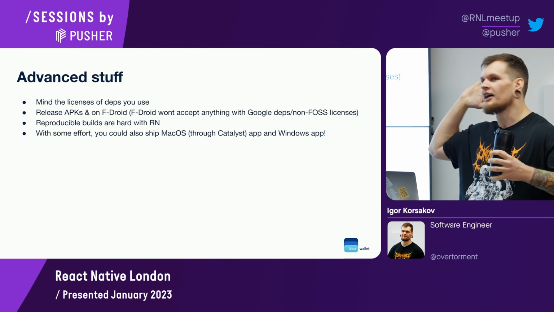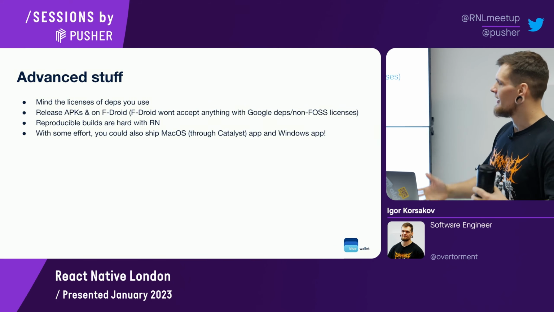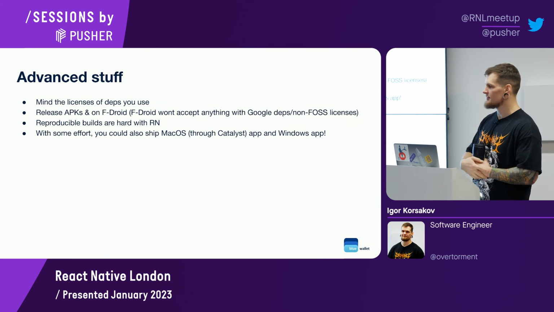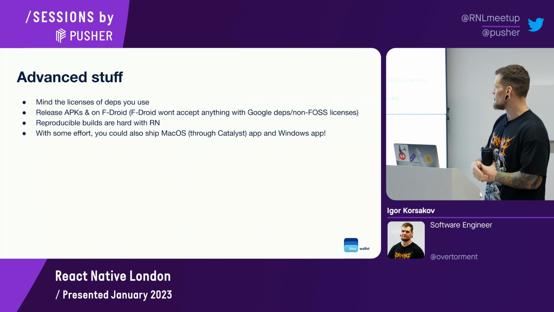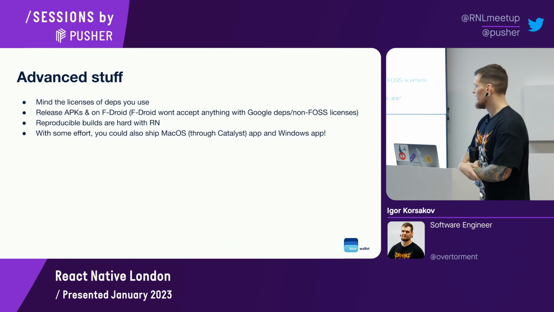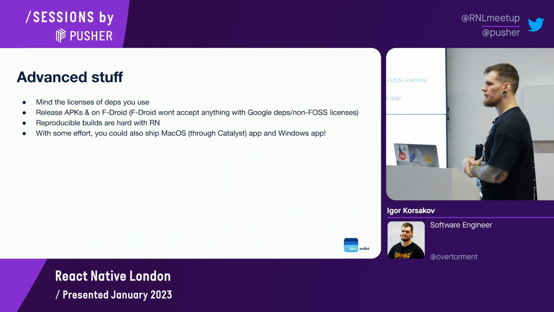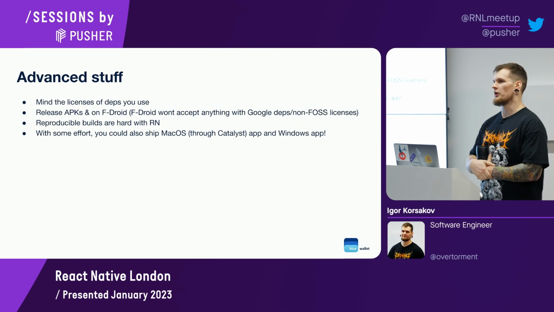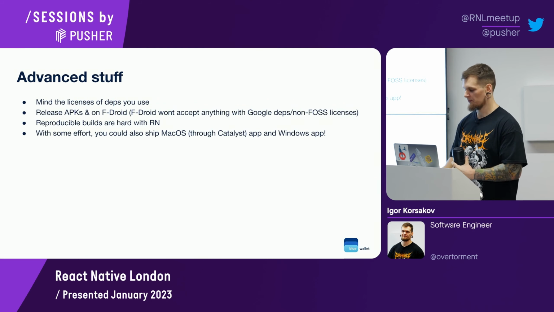And we've got some advanced stuff if you want to study it, like be mindful of the dependencies that you use, because if you're building for F-Droid, they don't like non-free open source licenses. Reproducible builds are really hard with React Native, but kind of important for very privacy and security focused users. And with some effort, you can ship as well for macOS and for Windows.